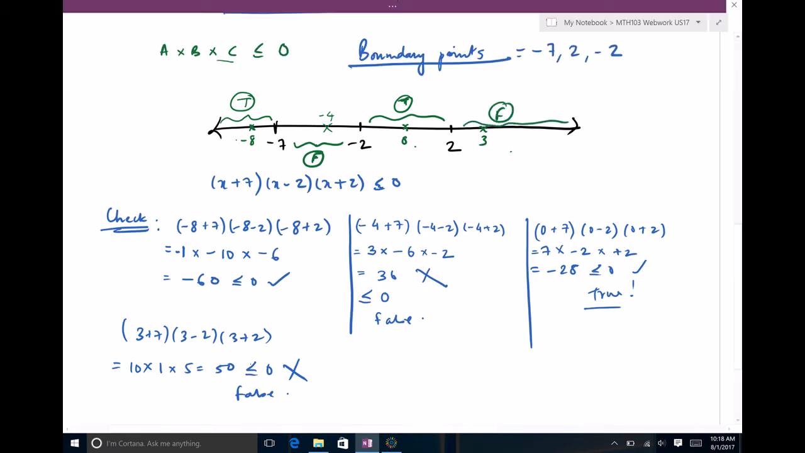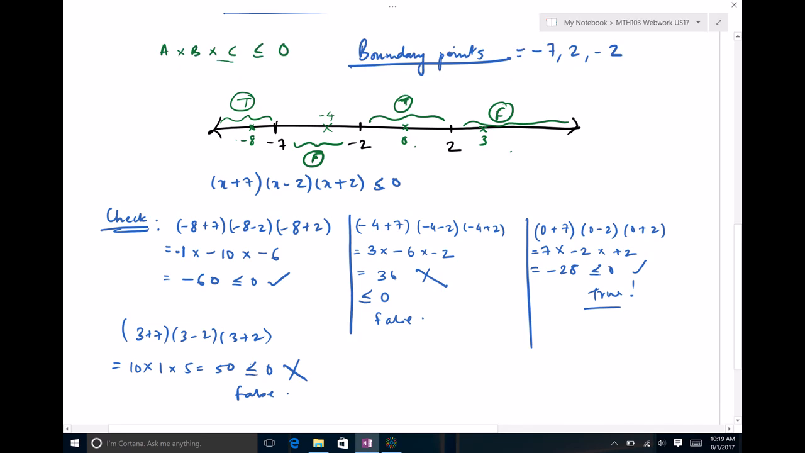Okay, so I've been able to single out the intervals where it works. This is the interval where it's true, and this is the interval where it's true. Now what about the endpoints, the boundary points negative 7, positive 2, and negative 2? Note that the inequality is less than or equal to 0. Now if x were equal to negative 7, positive 2, or negative 2, then this entire expression would equal 0. And so that means that at these points it's true.